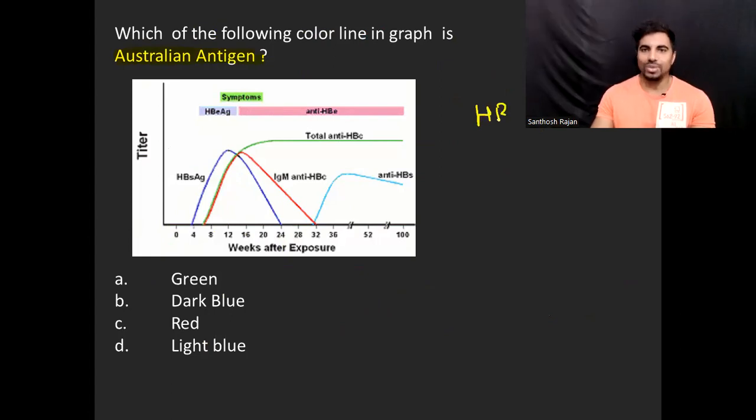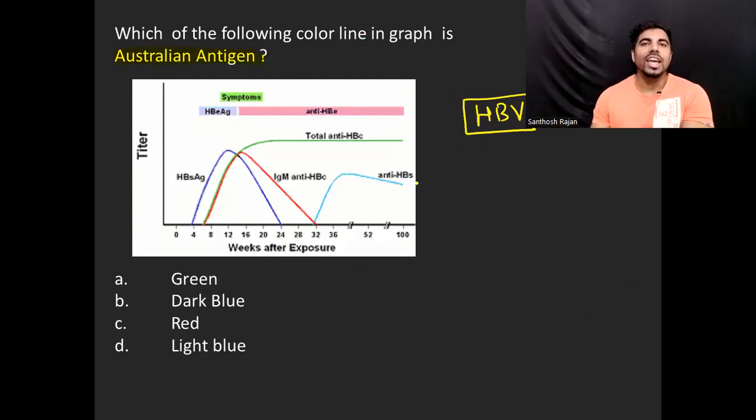Hepatitis B virus. So for hepatitis B virus, we have different types of antigens, right? Which one is called Australian antigen? It is the HBsAg. So HBsAg is here. So your answer is which one? Dark blue. I didn't get the other pictures, so I would say dark blue, light blue. So HBsAg is the Australian antigen. Now we'll talk a little bit about each antigen. That is important.